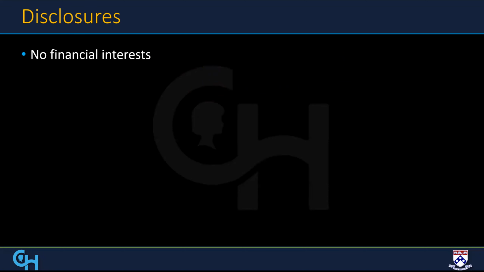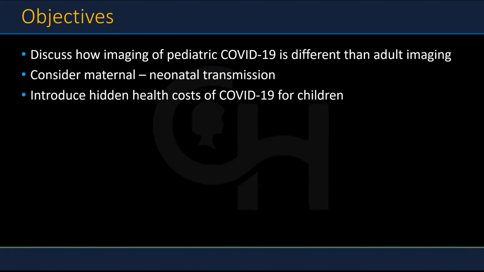No disclosures. So our objectives today are going to be to discuss how imaging of pediatric COVID-19 is different than adult imaging. We'll also consider maternal to neonatal transmission and introduce the idea of hidden health costs for COVID-19 in children.